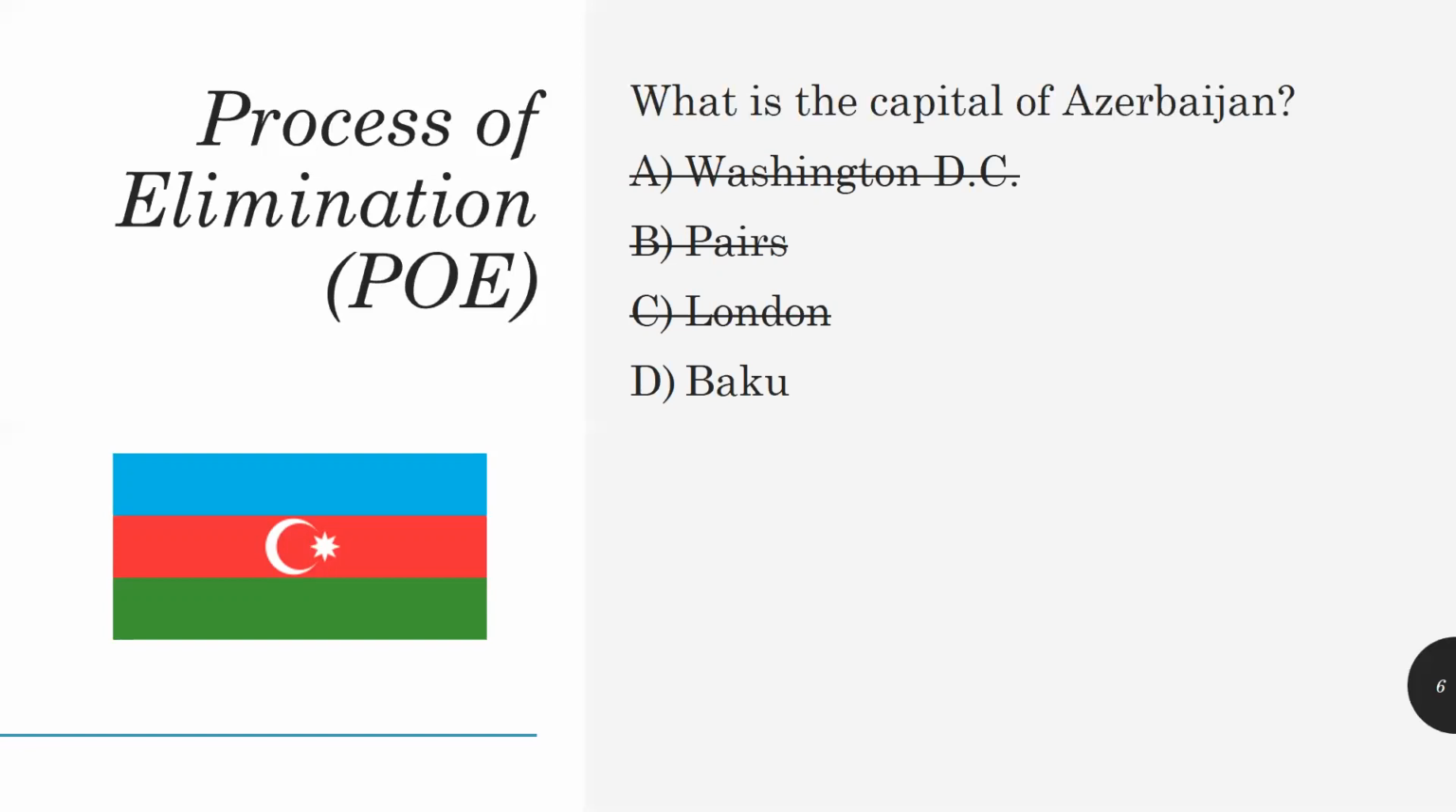Why? Because Washington, D.C. is in America, Paris is in France, and London is in England. We already know this. This is really common. All that is left is Baku. What I did here is look for the wrong answer, because there are many more wrong answers than right ones. Now I'm left with one choice and I'm sure that's the real answer. And the answer is D.